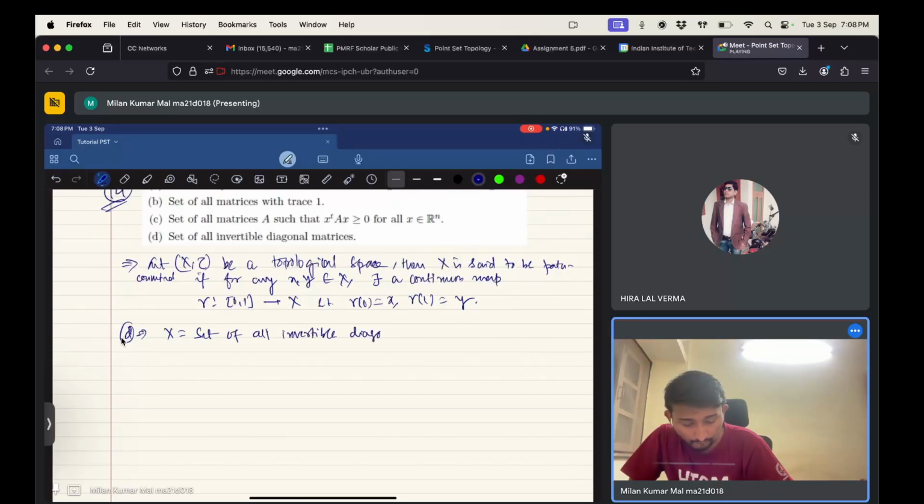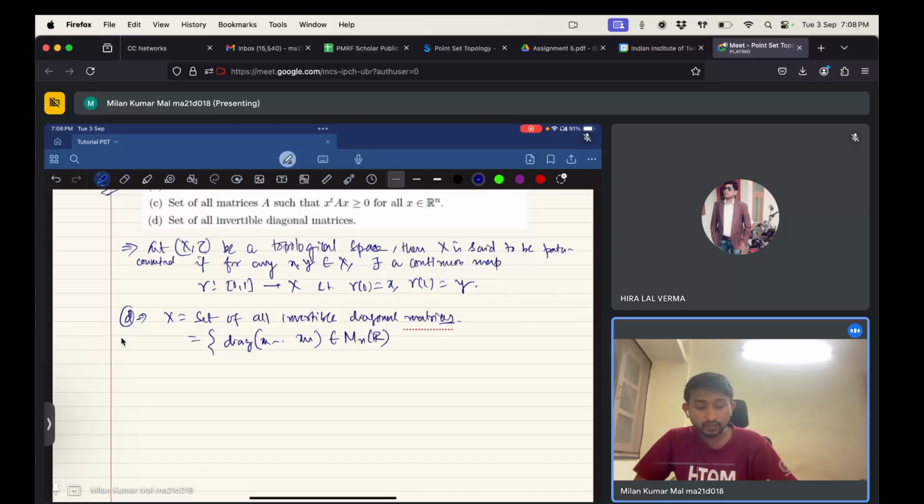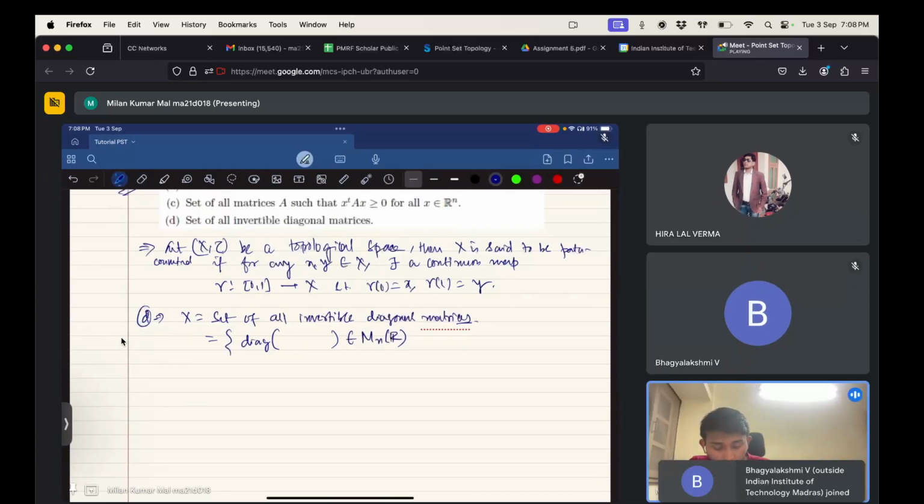So an element can be written as diag(x1, x2, ..., xn), meaning this is something in M_n(R) where all diagonal elements are x1, x2, ..., xn, and all other, non-diagonal, elements are automatically 0. But here it says invertible, which means the determinant should not be 0.